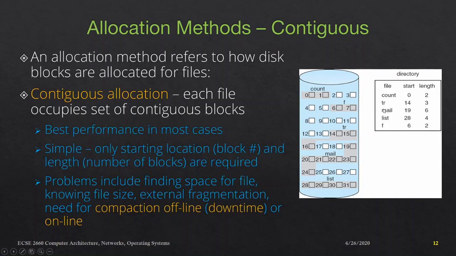In contiguous allocation, which is the case here, all we need is the start block and the length in terms of number of blocks for each file. For example, the file count starts at 0 and it goes for 2 blocks, and then the file named f starts at 6 and goes for 2 blocks, and then you can run down all the files here. Each file occupies a set of contiguous blocks. As you can see, all the blocks assigned to a particular file name are contiguous, and there is no break in that allocation.